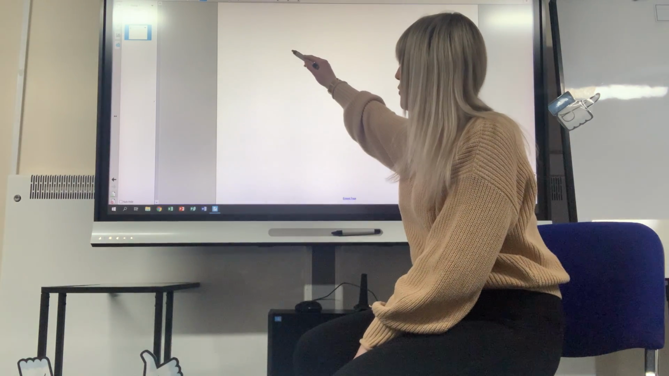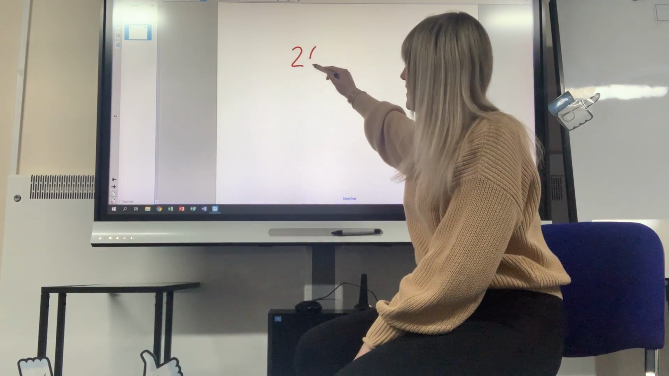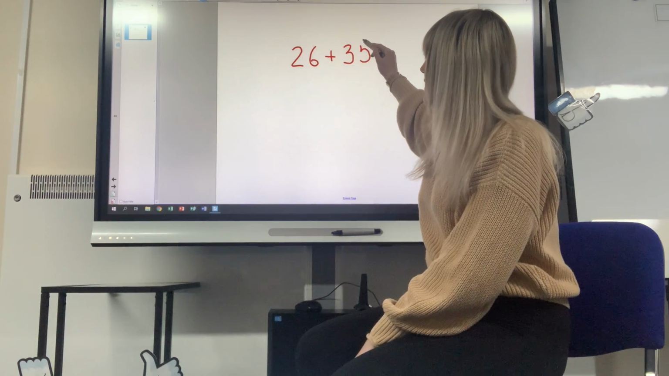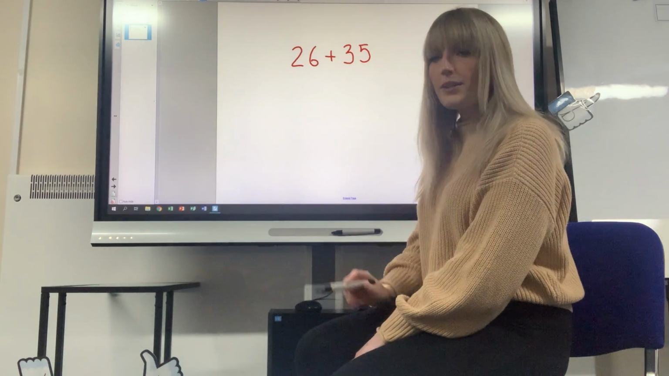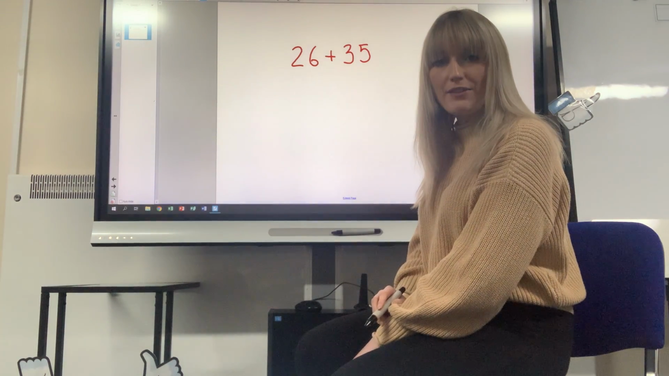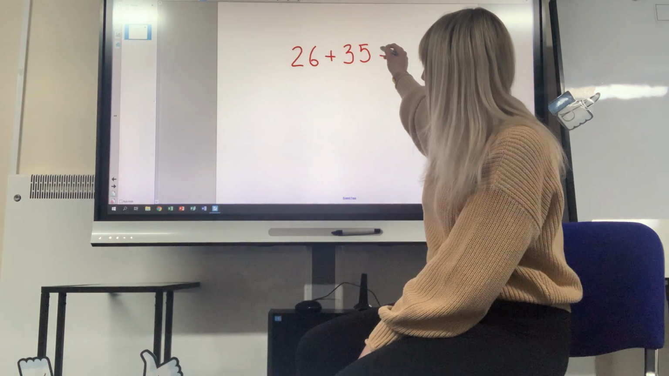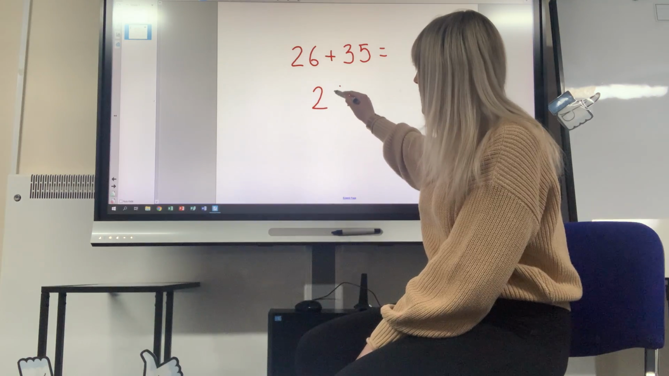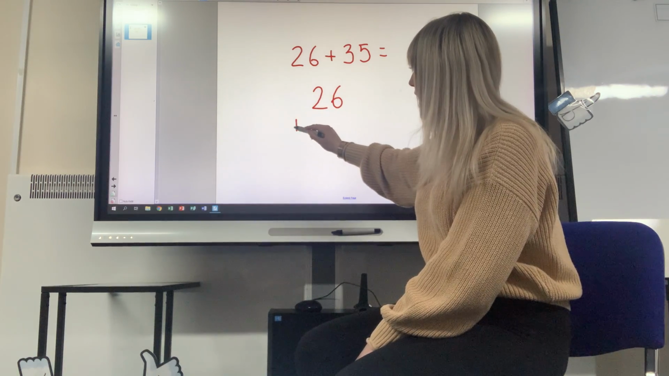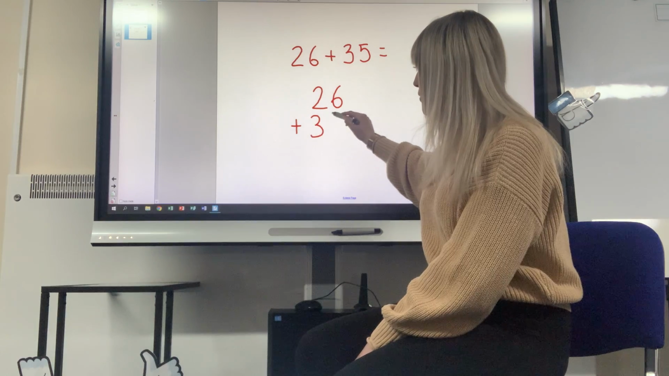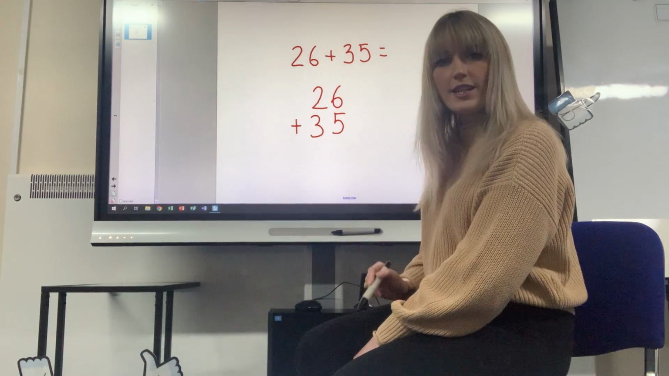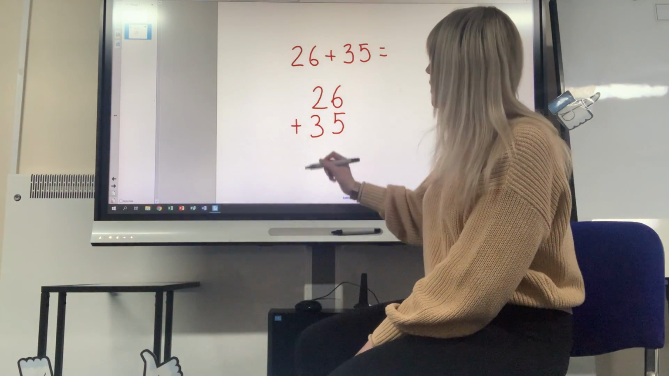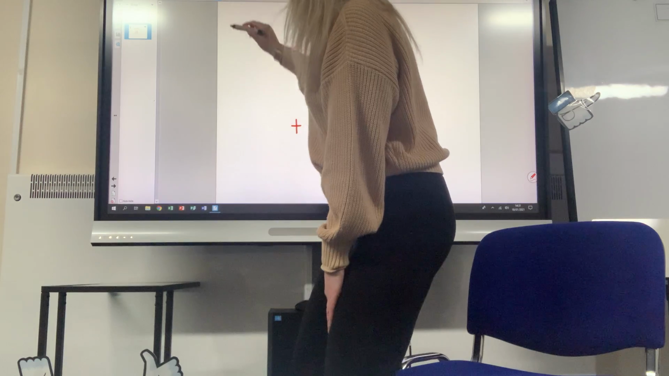So I've got the question 26 add 35. Okay, so I need to put that into the column method format. So in your purple books or on your whiteboard, you're going to write 26 and then you're going to add 35. So you're going to put them directly underneath, making sure they're in the right column. Okay, I then get my ruler.